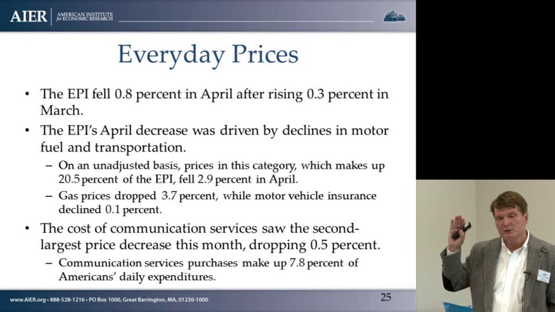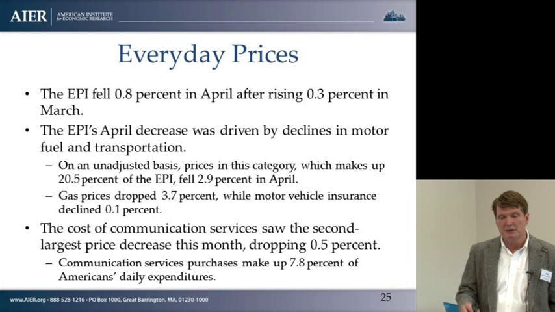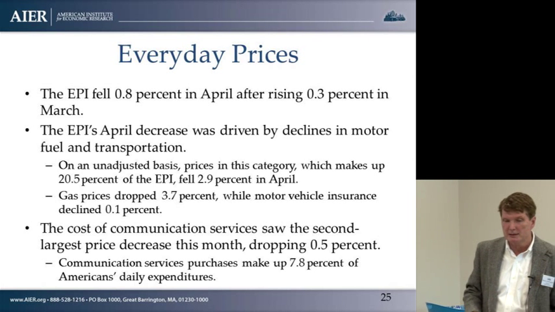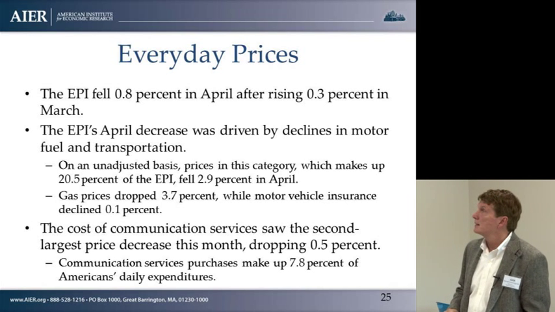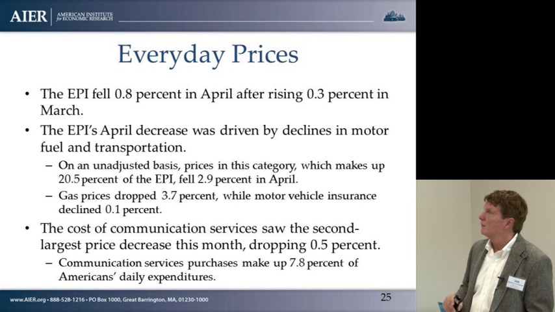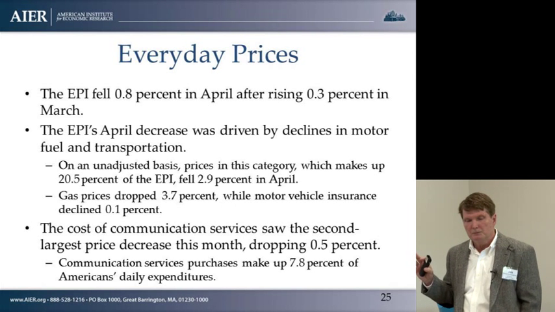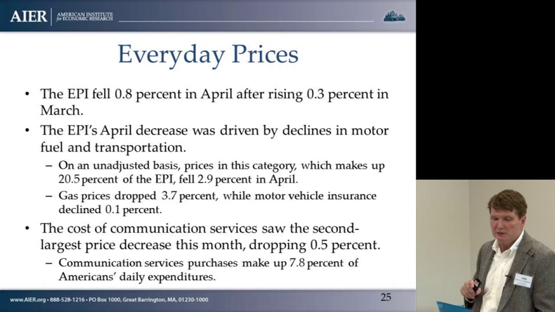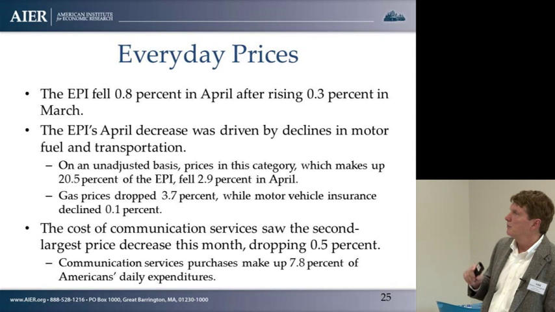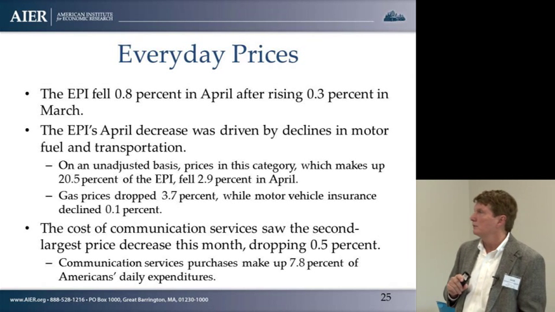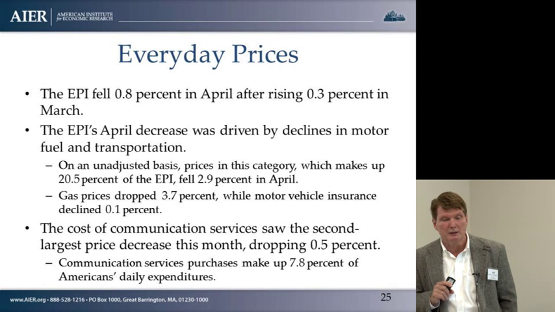So it's a little more volatile, a bigger swing. We did see the decline because of the oil and gasoline prices, so it was driven primarily by motor fuel and transportation. On an unadjusted basis, prices in this category, fuel and transportation, make up 20.5% of the EPI, and they fell 2.9% in April. So that's a huge one-month drop.